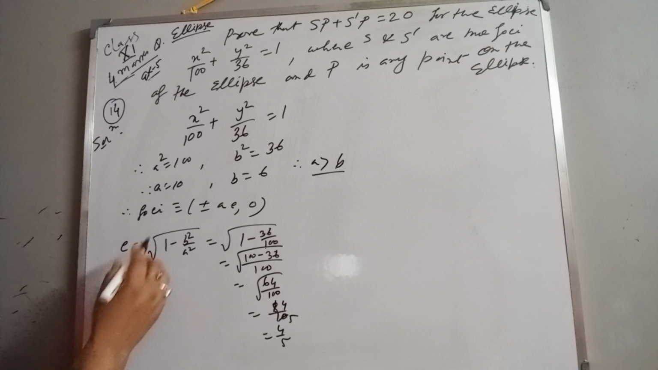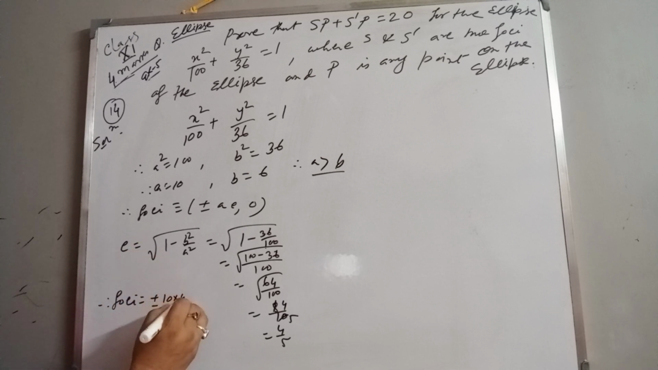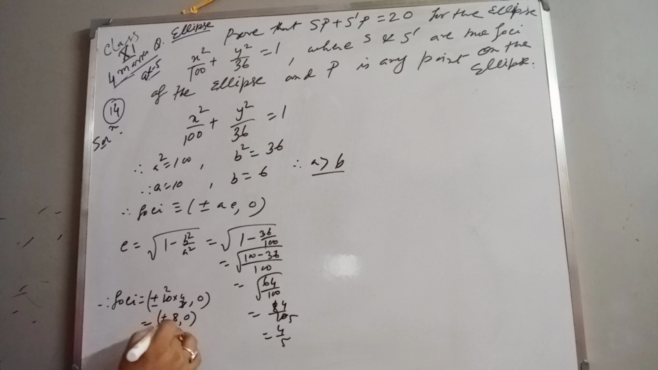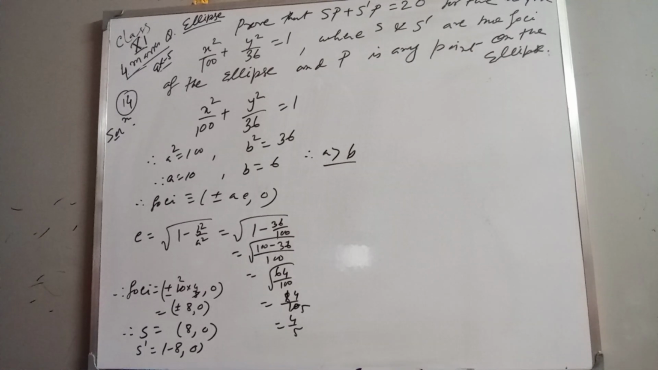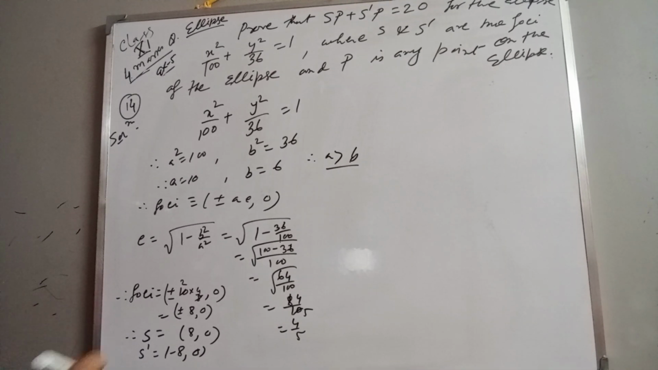Plus minus AE. AE means 10 into 4 by 5, comma 0. 5 twos are 10. So it is coming plus minus 8, 0. Okay. So S, therefore S is obviously (8, 0) and S dash is (minus 8, 0). Okay, I think you can see the board.